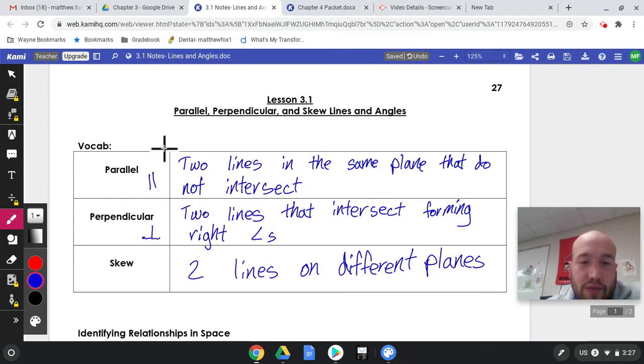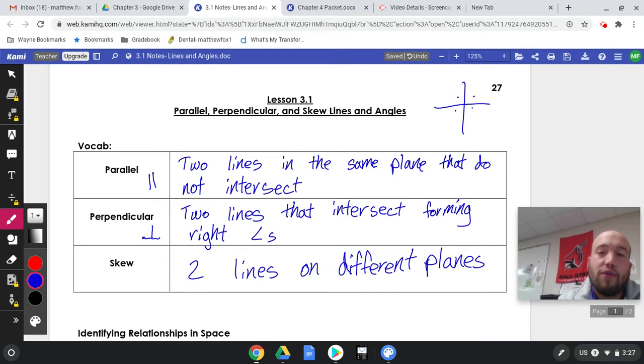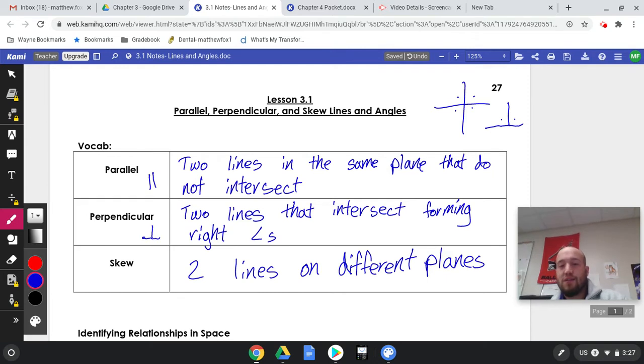This cursor that I'm moving around is an example of perpendicular. 4 right angles are formed there. Okay, sometimes it might involve 1, 2, 3, 4. Sometimes it might just be like this, 1, 2. Those are both perpendicular. Okay. The final one, skew. This is when we have 2 lines on different planes.